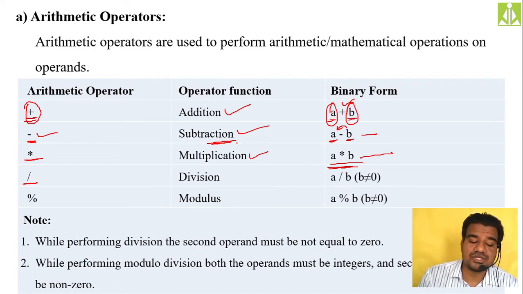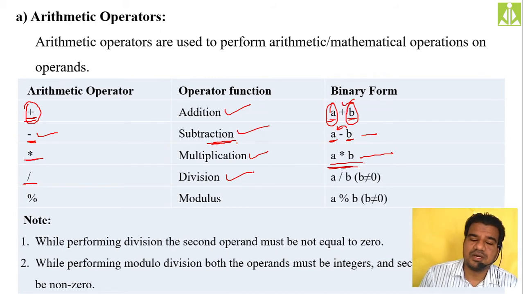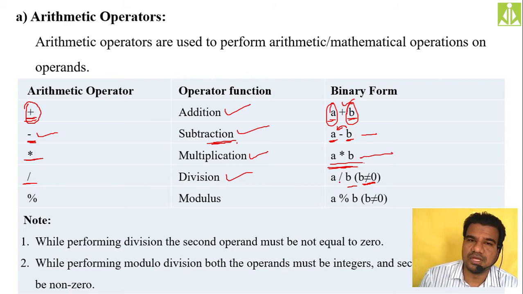Then the division operation, this forward slash we use in order to perform division. It is also a binary operation where the divisor must not be 0. If b's value goes to 0, then what will happen? You will get infinity, an undetermined value over here. So because of that, b's value must not be equal to 0.